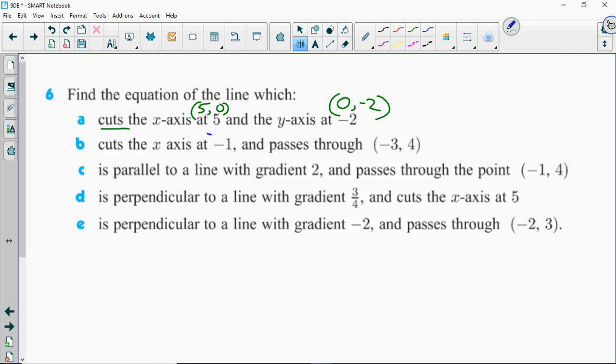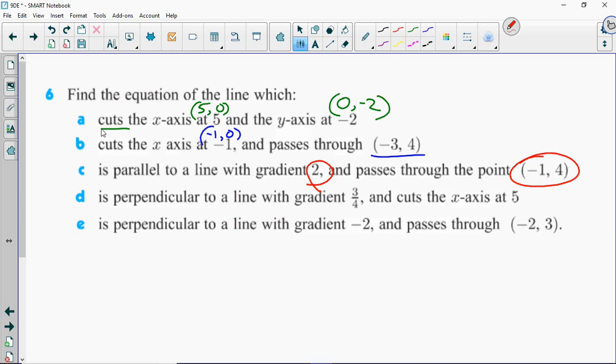So again, that's -1, 0. We're told the second point. So we have 2 points. We find the slope. Move on. Letter C, it's parallel to a line with a gradient 2. Remember parallel lines from earlier in this video. If the lines are parallel, that means that they have the exact same slope. So we know the slope is 2, and we know it goes through this point. So we can go into point slope form.